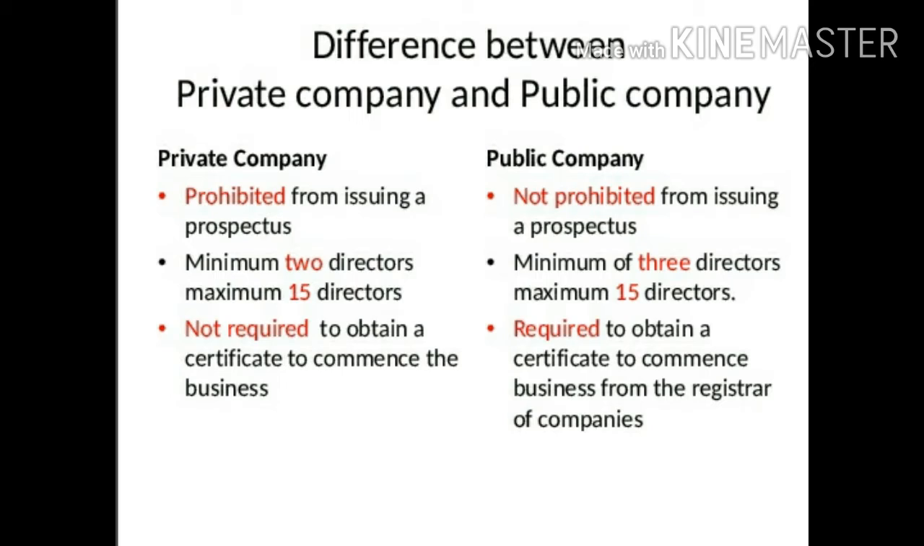The next difference is in the case of minimum and maximum number of directors. The minimum number of directors required to form a private company is 2 and the maximum number of directors that can be appointed is 15. And in the case of public company, the minimum number of directors required to form is 3 and the maximum number of directors that can be appointed is 15.